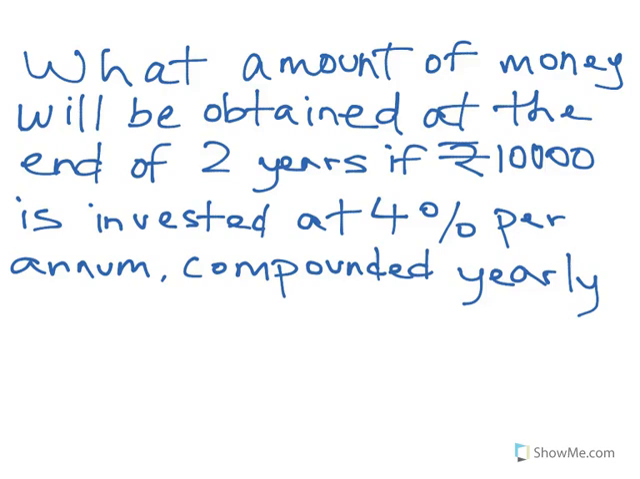Okay, we're going to start with a few problems now. And the first one is, what amount of money will be obtained at the end of 2 years if 10,000 rupees is invested at 4% per annum, compounded yearly? So this is the most basic type of compound interest question.